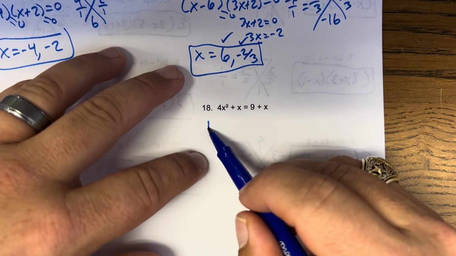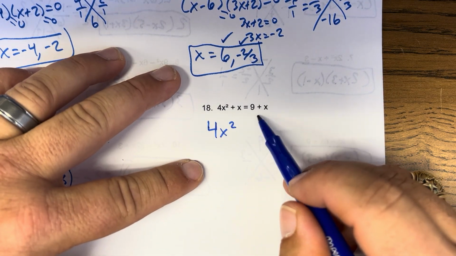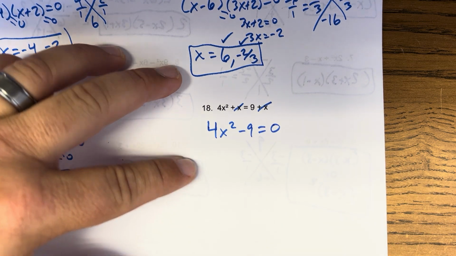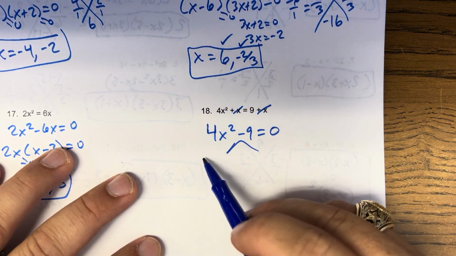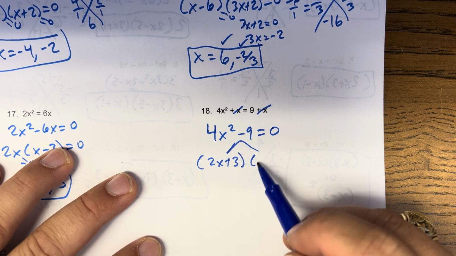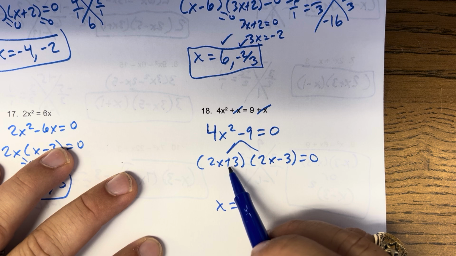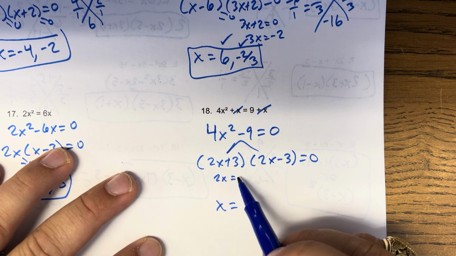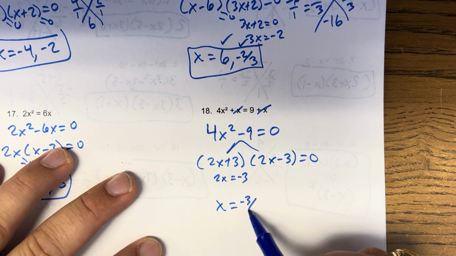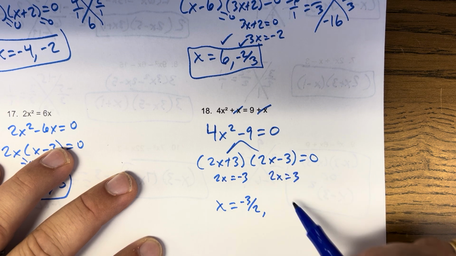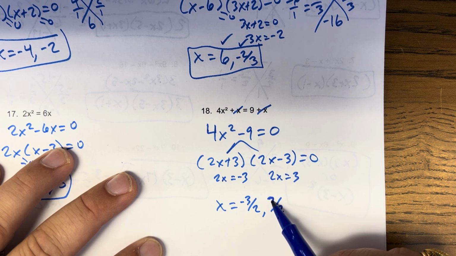So 4x squared, I'm going to move that x over, which is actually going to cancel out. Minus 9 equals 0. And so now we'll do difference of squares, 2x plus 3 and 2x minus 3 equals 0. And so for this one, you would subtract 3 and then divide by 2, so negative 3 over 2. Same thing over here, we would add 3 over and then divide by 2, so it's positive 3 over 2.